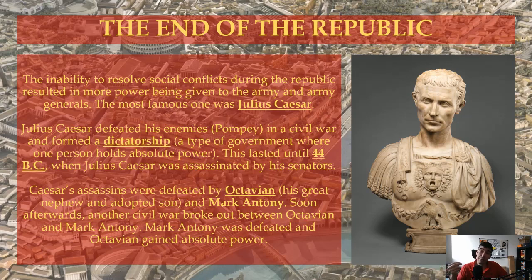A dictatorship happened in the Roman Republic when there was only one consul. And this happened in very exceptional times, mostly at war times. This lasted until the year 44 BC, when Julius Caesar was assassinated by his senators in the chamber of the Senate. And the heirs of Caesar persecuted their assassins, and the heir was Octavian.